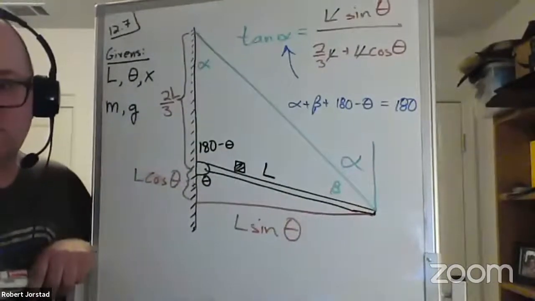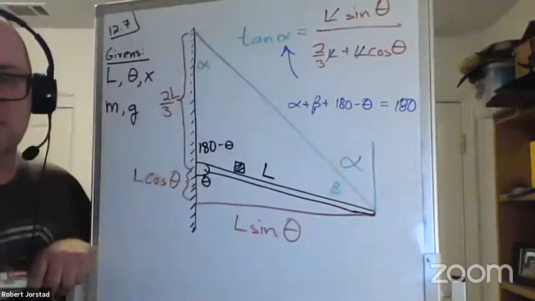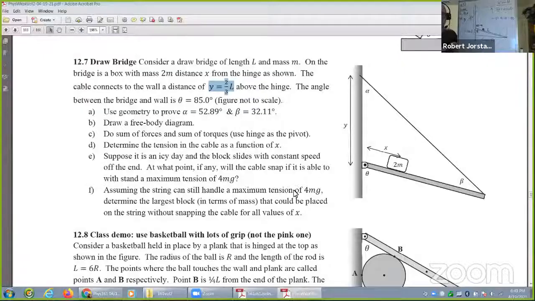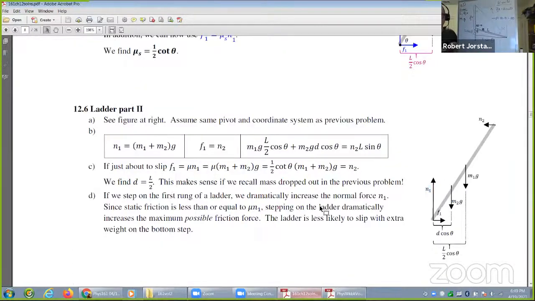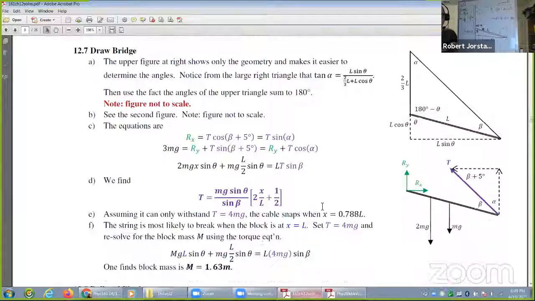I don't want to take too much time, but I do want to show you just the solution to see where you would go from here. That way you could do this one at home. There it is. And so from there, forces, torques. And usually we do torques first.